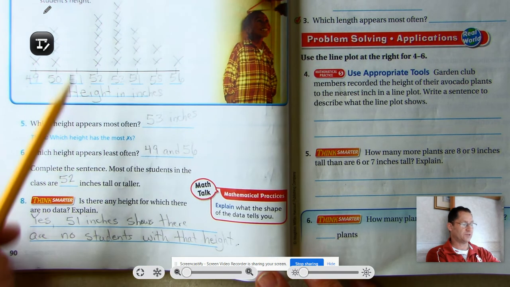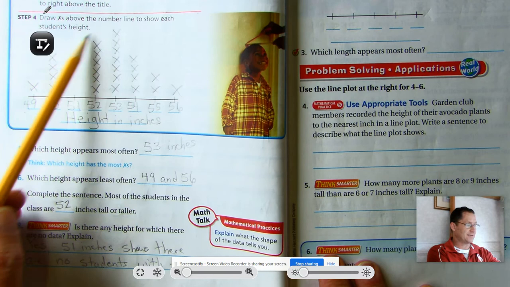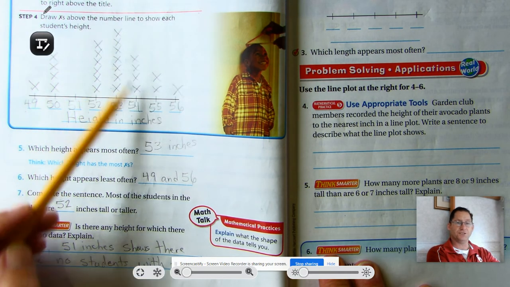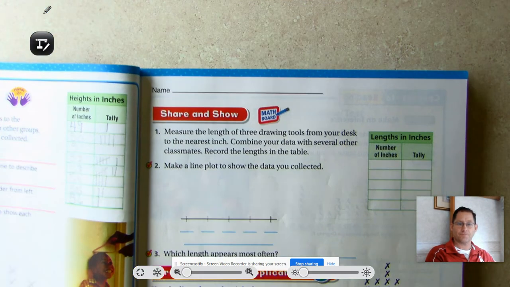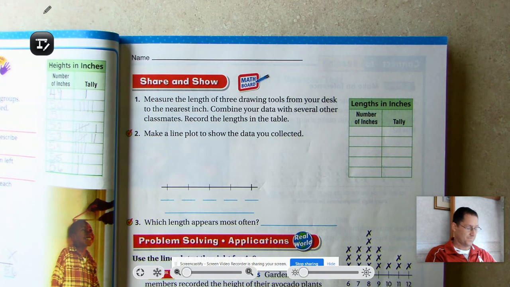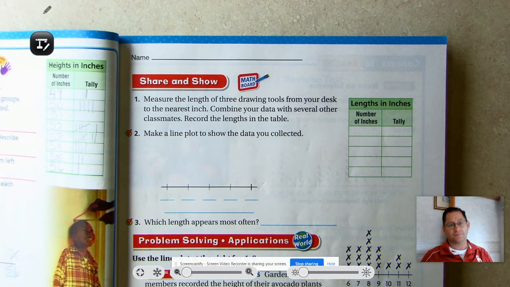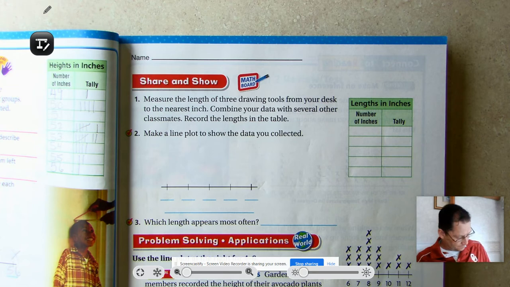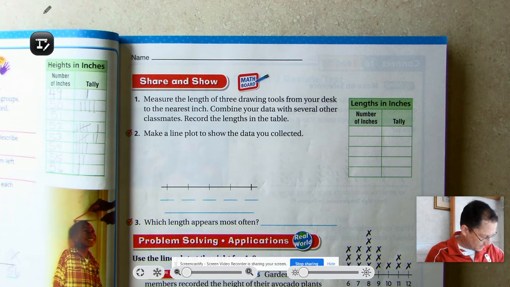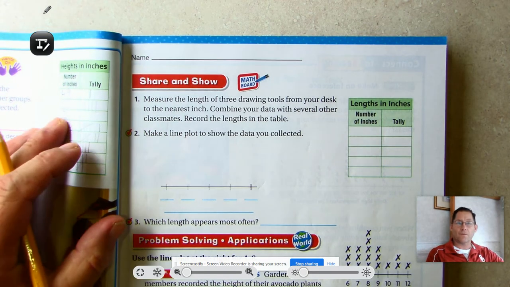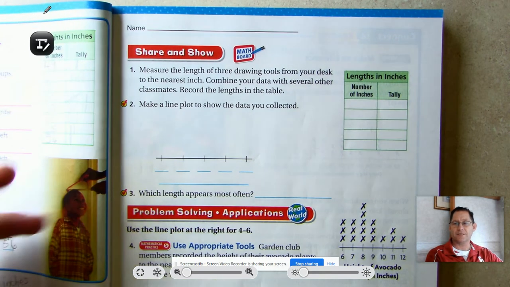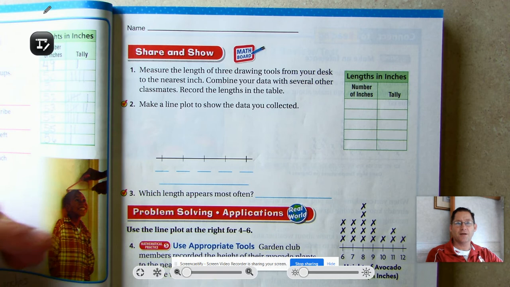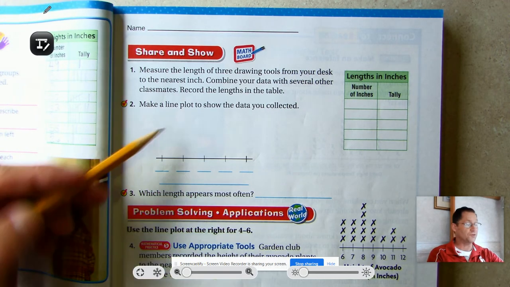The shape of the data tells us that most of the students in this class are between 52 and 54 inches tall. All right, so again, because this is virtual, and I'm just showing you how to do this, I'm just going to give you some numbers again for what you should be doing.